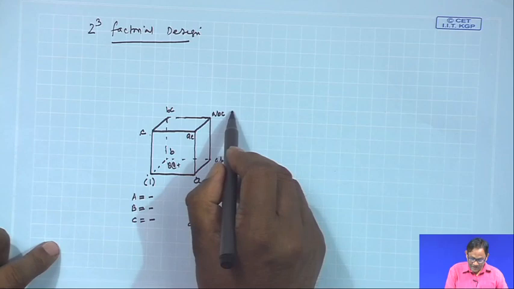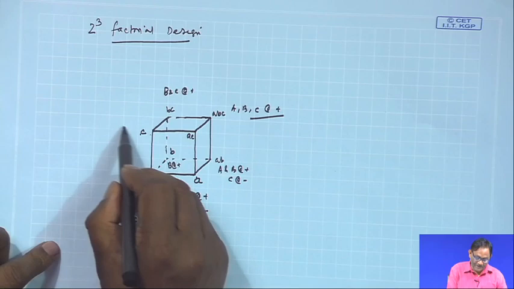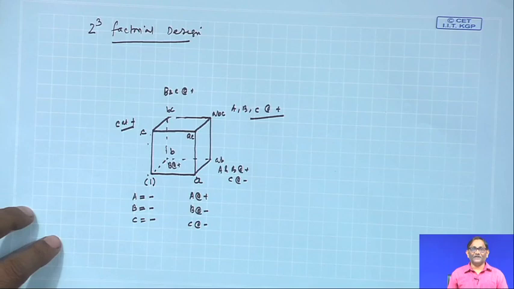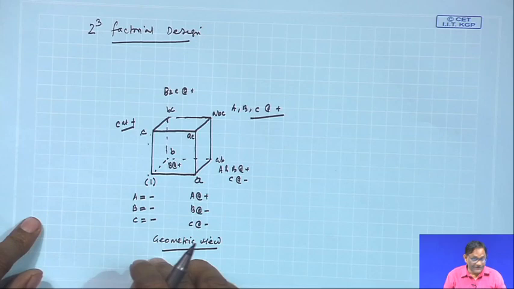Here A, B and C are all at plus level, high levels. Here B and C are at plus level, meaning high level. Here only C is at plus level, meaning C at high level, the rest are at low levels. So, this is your geometric view. Now, from this geometric view, we want to go to the design matrix.